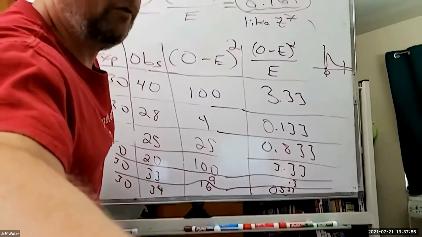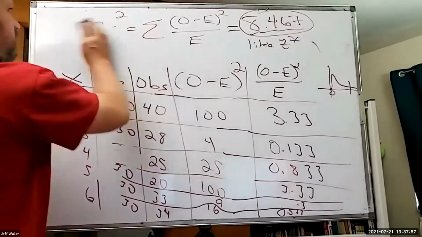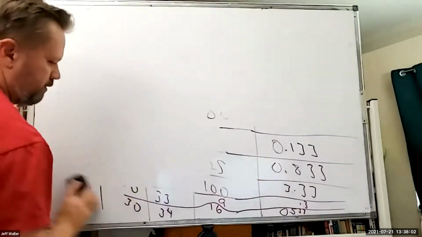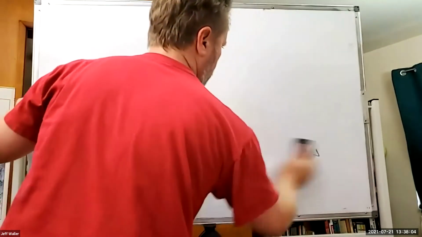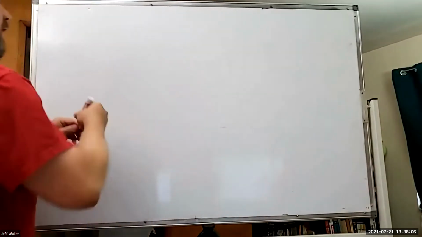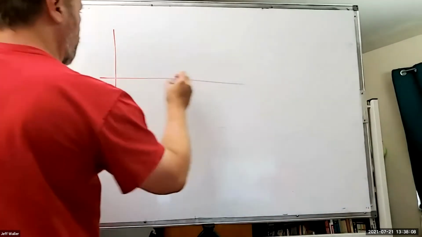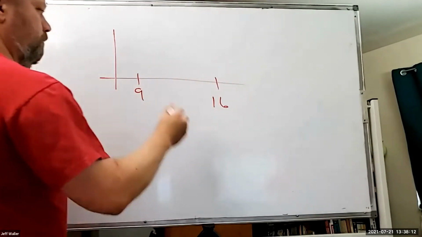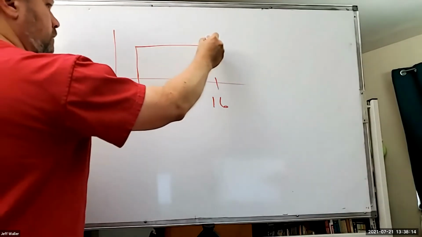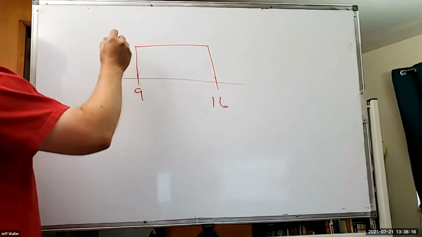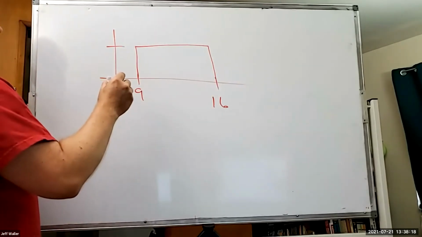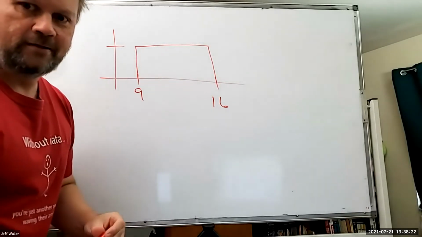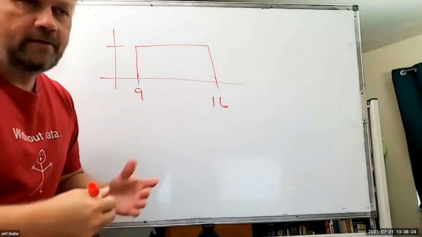So if I have a uniform curve, a uniform distribution from 9 to 16, how tall is it? For one thing, how tall would it be? 1 out of 7.